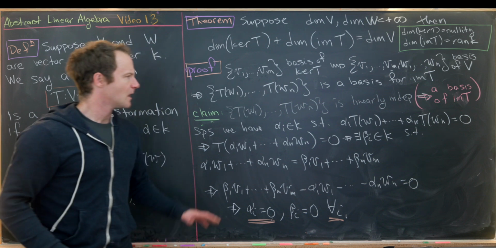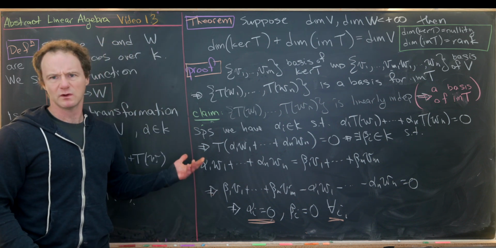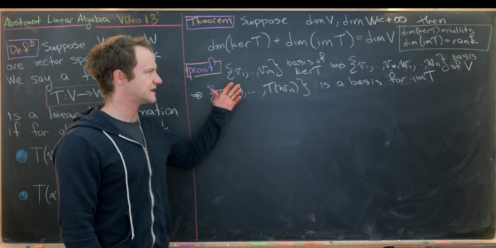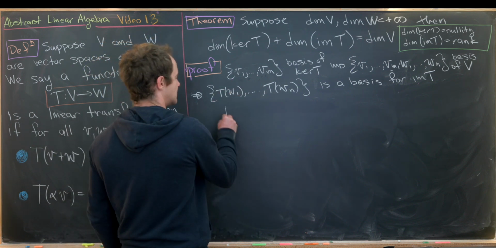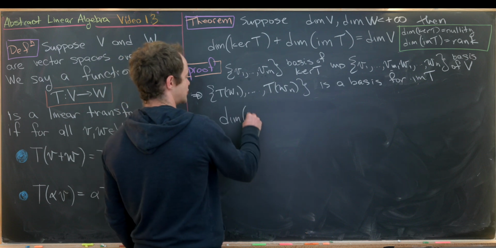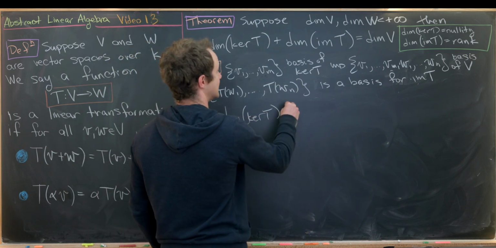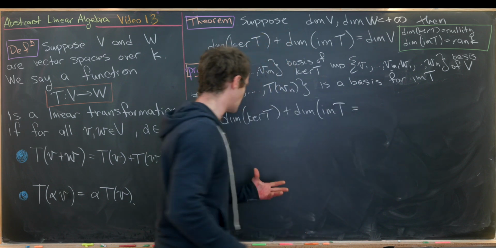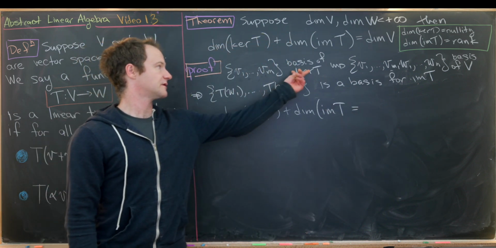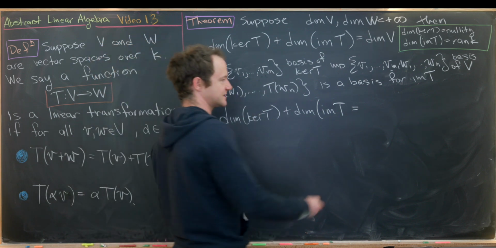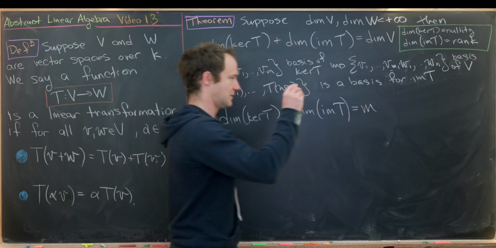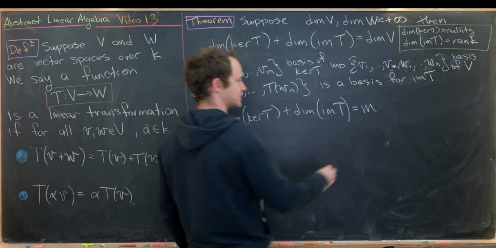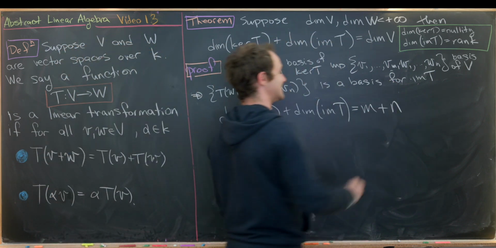Okay, so let's erase this, and then we'll notice that we're essentially done. Okay, so now that we've done all of this, we're essentially ready to go. Let's notice that now we can write the dimension of the kernel of t plus the dimension of the image of t equals, well, notice the kernel of t has a basis of m vectors. That means its dimension is m. The image of t has a basis of n vectors. That means its dimension is n.